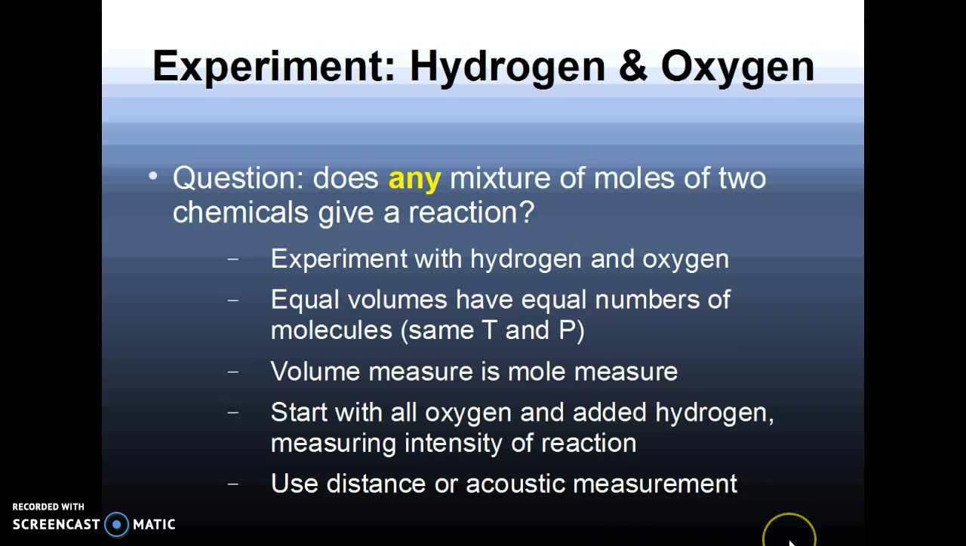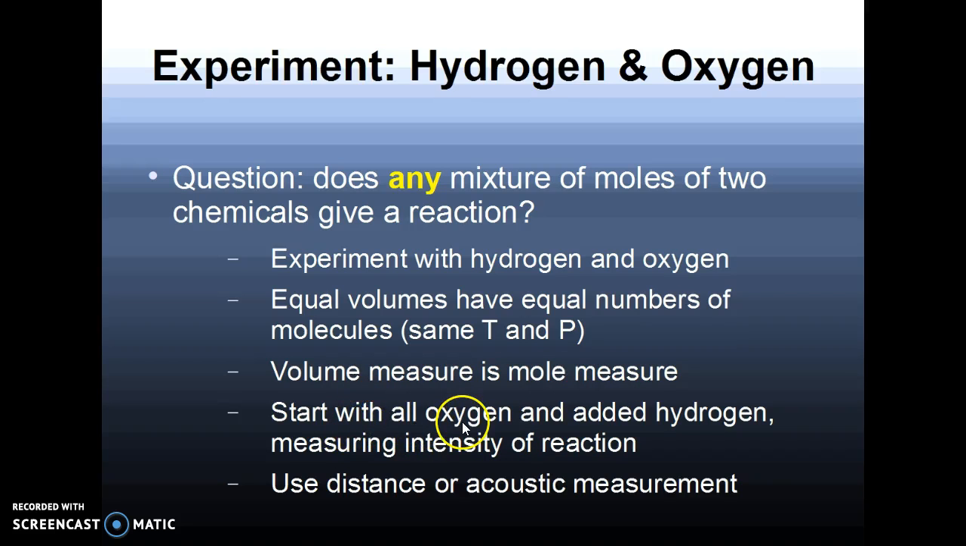So our question is, would just any mixture of moles of two chemicals give a chemical reaction? We experimented with hydrogen and oxygen gases, and we know that at the same temperature and pressure, equal volumes of gases have equal numbers of molecules. So we can measure the relative volume and use that as the ratio of moles.